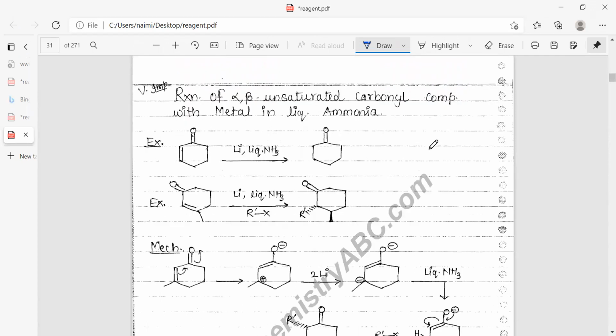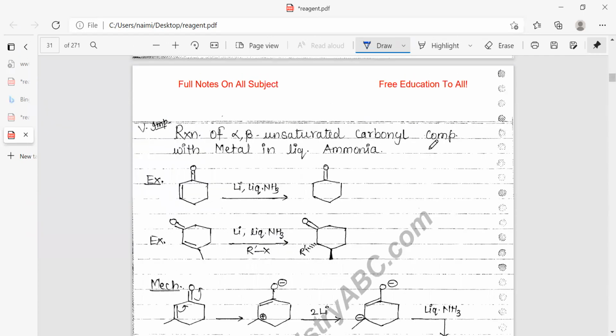The next one is the reaction of alpha beta unsaturated carbonyl compounds with a metal in liquid ammonia. This reagent is very important: lithium in liquid ammonia. Ammonia here exists in the liquid form, and lithium is the metal. It will reduce the double bond directly. If an alpha beta unsaturated carbonyl compound is present, whether within a cyclic ring or in open chain compounds, it will reduce the double bond and there will be no effect on the carbonyl group.